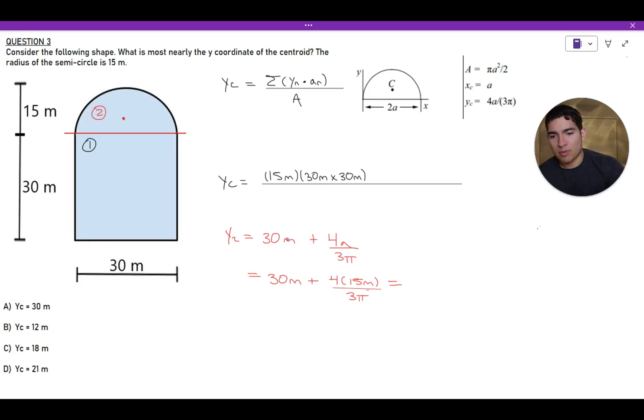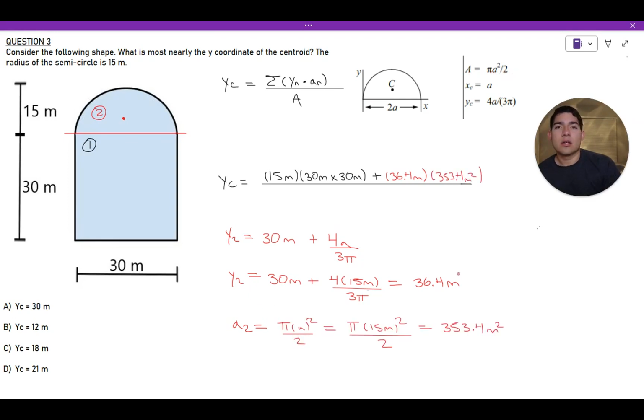However, remember that we need to add the 30 meters. Once we put that in our calculator, we're going to get 36.4 meters for the y coordinate of the centroid for this second component. And then we're also going to need the area of that semicircle. I called that A2. This is the lowercase a because it's just the area for the component. We can use the formula right here to solve for that area. Once you put that in your calculator, you're going to get 353.4 meters squared for the area of this component. Now we can place that in our formula.